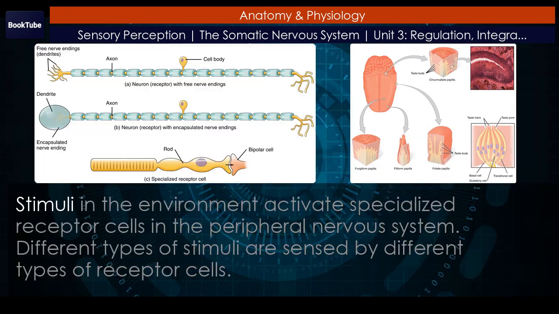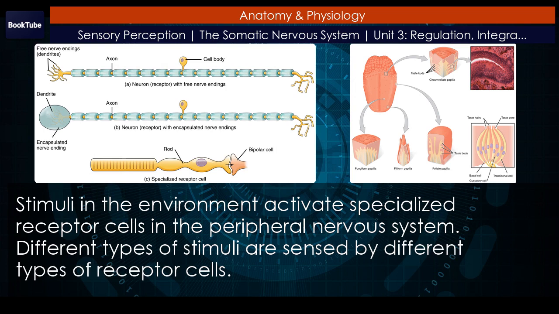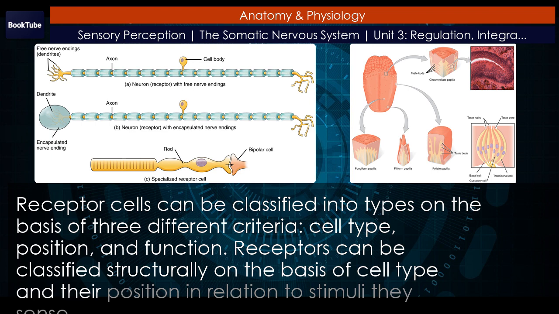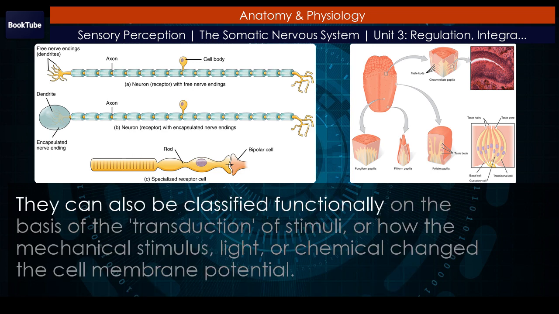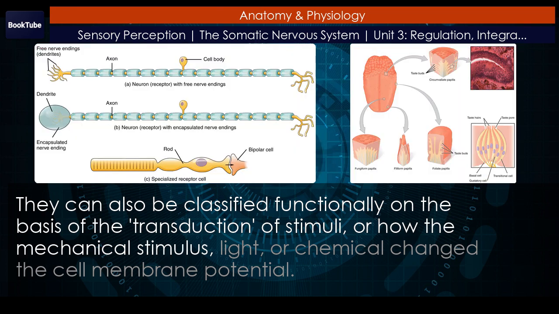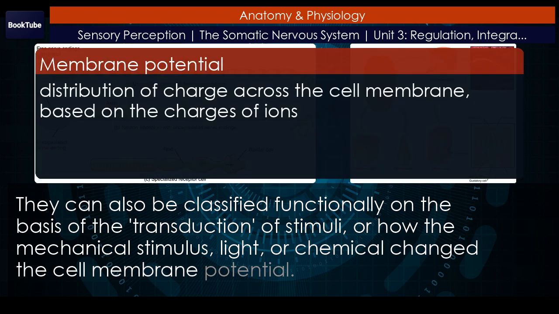Sensory receptors. Stimuli in the environment activate specialized receptor cells in the peripheral nervous system. Different types of stimuli are sensed by different types of receptor cells. Receptor cells can be classified into types on the basis of three different criteria: cell type, position, and function. Receptors can be classified structurally on the basis of cell type and their position in relation to stimuli they sense. They can also be classified functionally on the basis of the transduction of stimuli, or how the mechanical stimulus, light, or chemical changed the cell membrane potential.